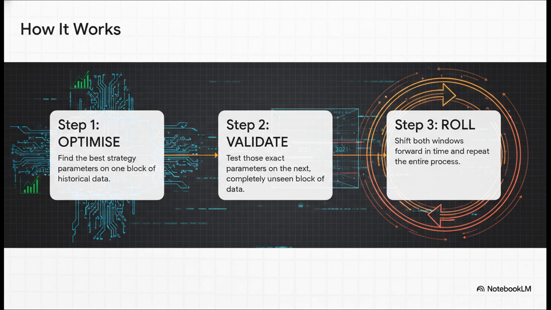The way it works is actually pretty simple, but it's incredibly powerful. First, you optimize. You find the best settings for your strategy on a chunk of historical data, say the last 2 years. Then you validate. You take those exact settings and see how they would have done on the next chunk of data, maybe the next year, which your optimization has never seen. And finally, you roll. You just slide both of those windows forward in time and do it all over again, and again, and again, across all your historical data.